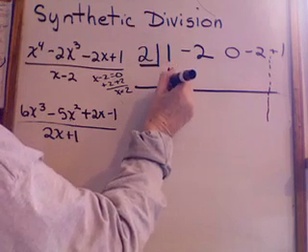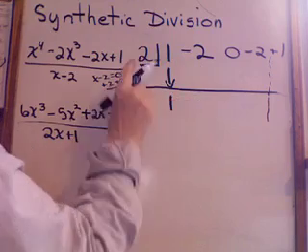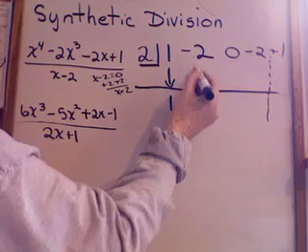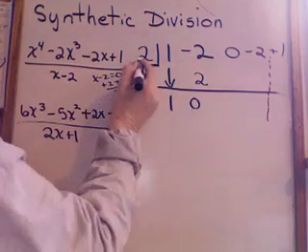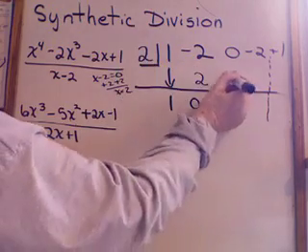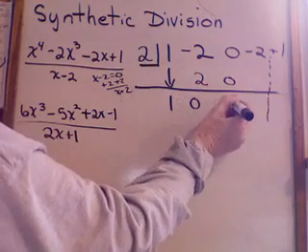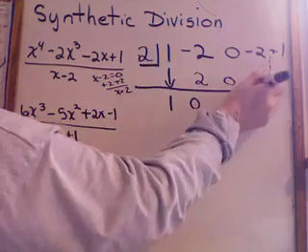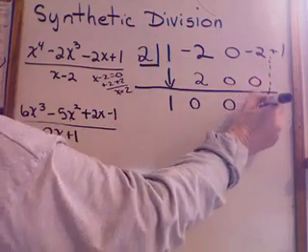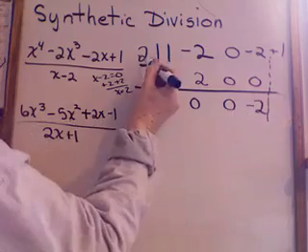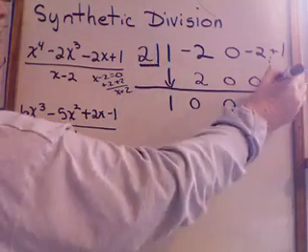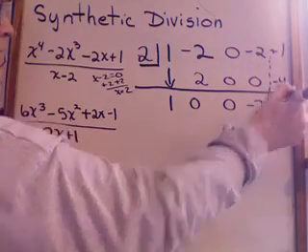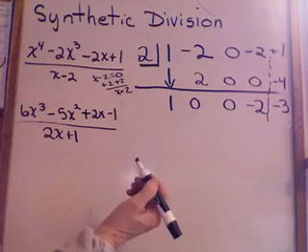You bring down the first number. It's a 1. 2 times 1 is 2. We're going to multiply and add. Now add, I get 0. 2 times 0, 0. Add, I get 0 again. 2 times 0, 0. Add, negative 2. Finally, another number. 2 times negative 2, negative 4. What do I do with these? Add, negative 3. The remainder is negative 3.